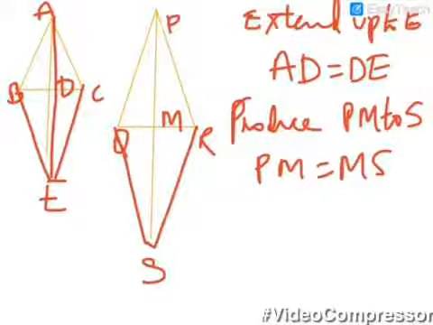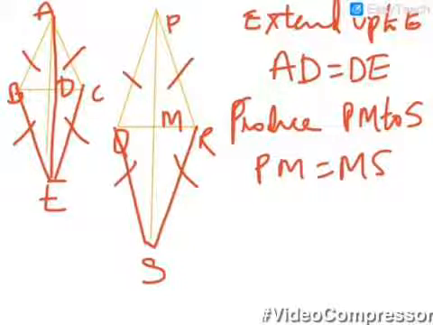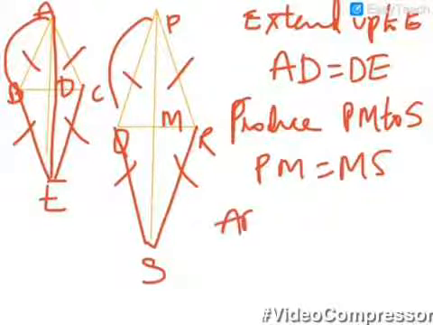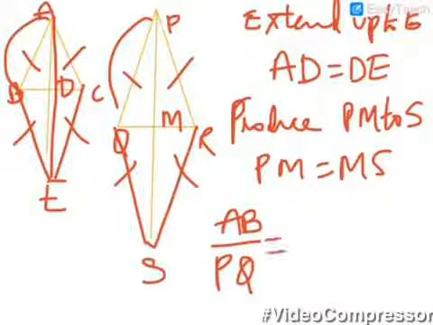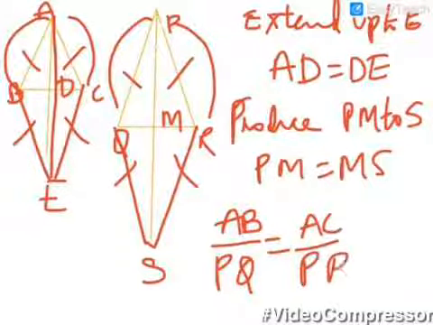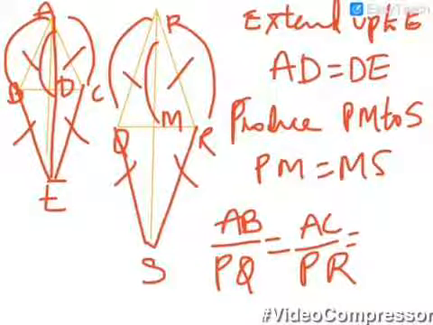Since these two are parallelograms, we have got a very big advantage: this side is equal to this side and this side is equal to this, the opposite sides are equal. Now what is the big advantage? Let us see what is given to us. We are given AB by PQ is equal to AC by PR is equal to AD by PM. This is what is given to us.